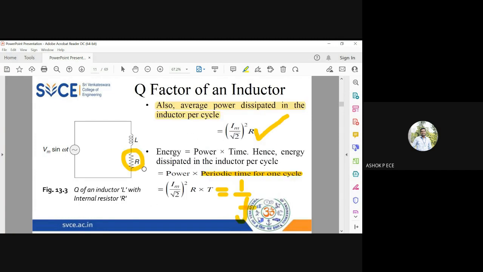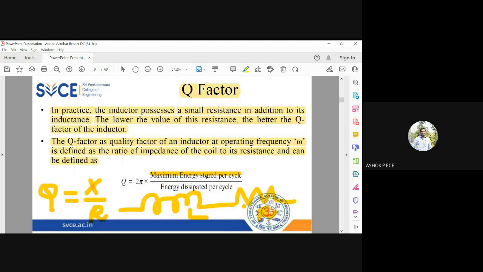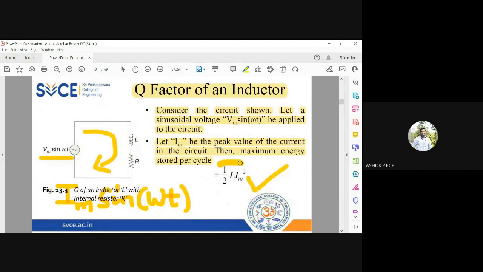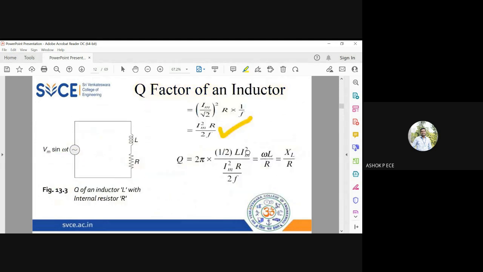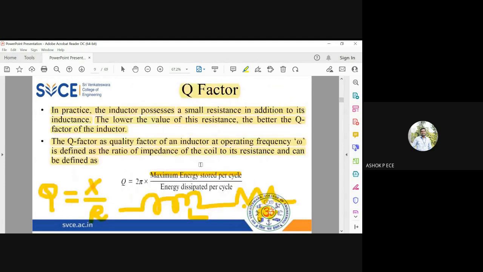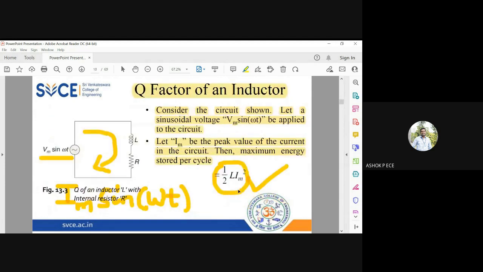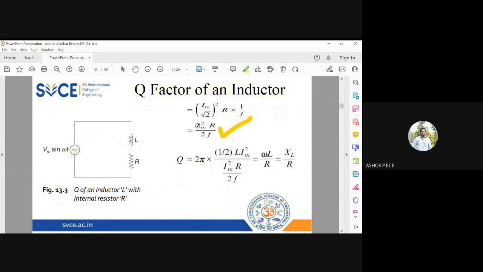Q is equal to 2 pi into maximum energy stored per cycle. What is the maximum energy stored per cycle? It is half L Im square, divided by the maximum energy dissipated per cycle. So the energy dissipated per cycle is Im square R by 2f. Okay, so Im square and Im square will get cancelled, this 2 and 2 will get cancelled, and 2 pi f is omega, remaining L by R. So you get omega L by R.